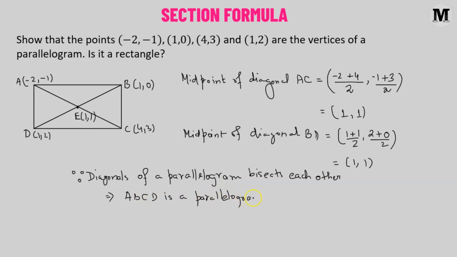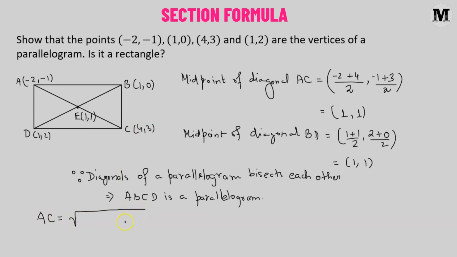Now, in the next step, we need to check whether it is a rectangle or not. In order to check if it is a rectangle, we'll have to verify that the diagonals are equal. If the diagonals are equal, then it is a rectangle, or else not. Okay, so let's find the length of AC. All we have to do is use the distance formula.